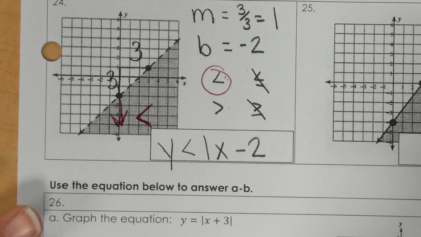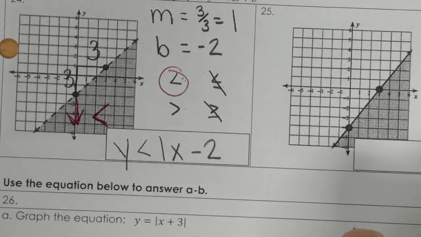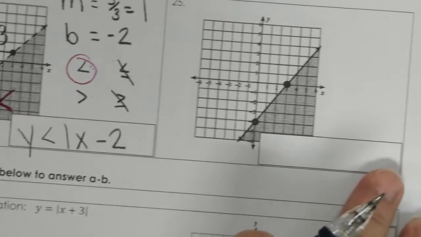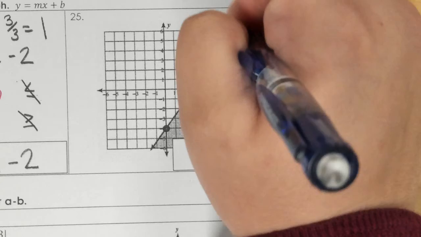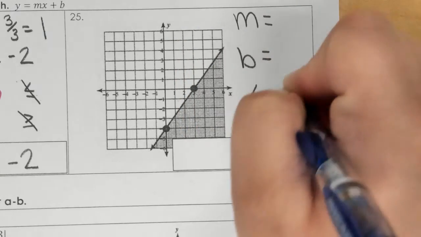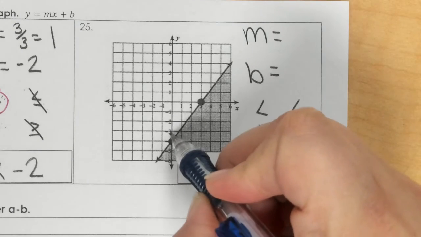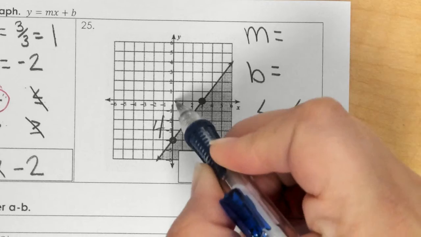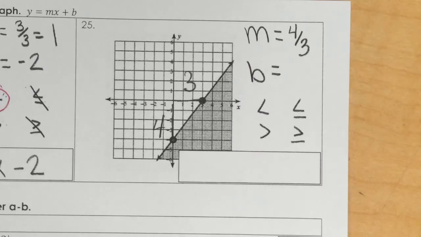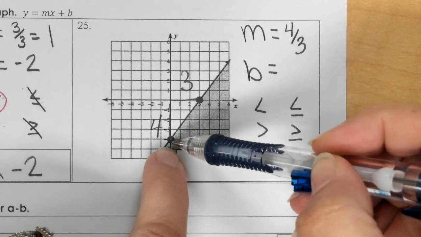Then in 25, I would be doing the same thing. Find m, find b, and then decide what symbol you would be using for your inequality. So m, b. So for m, we go up 1, 2, 3, 4 over 3. Then my b would be at -4 down here on the y-axis.